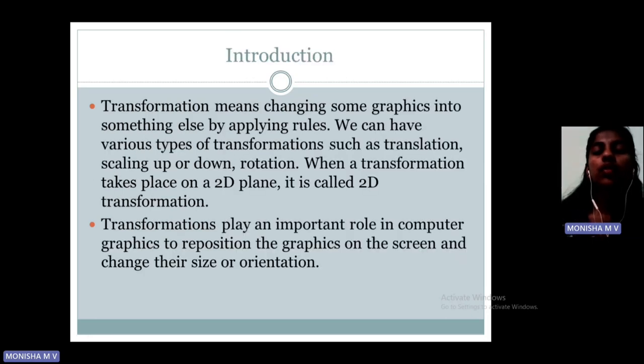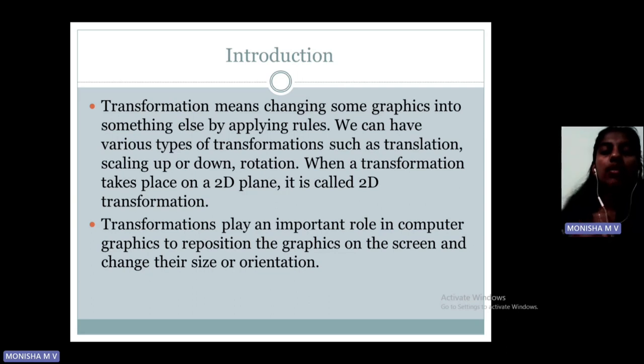Firstly, we have the introduction to transformations. What does transformation mean? Transformation means changing some graphics into something else by applying rules. We can have various types of transformation such as translation, scaling up and down, and rotation. When a transformation takes place on a 2D plane, it is called a 2D transformation. Now we will see one by one how the 2D transformation takes place using translation, scaling and rotation.